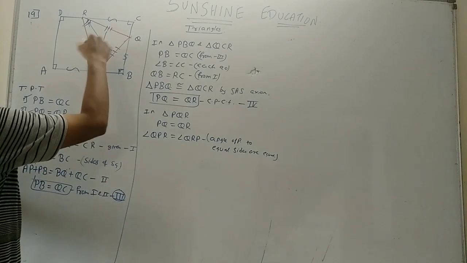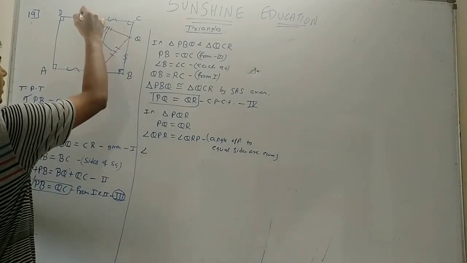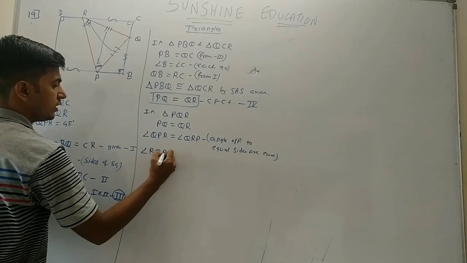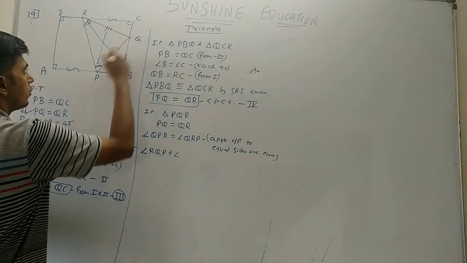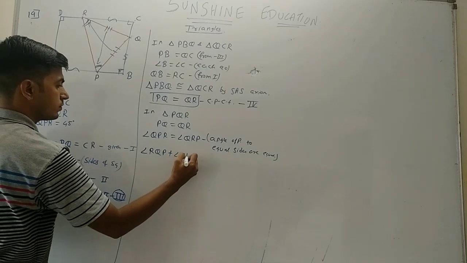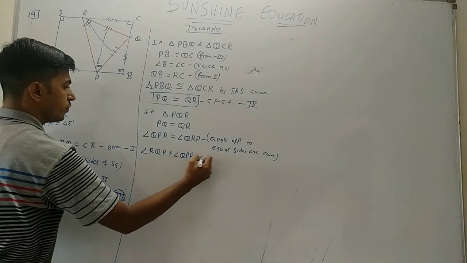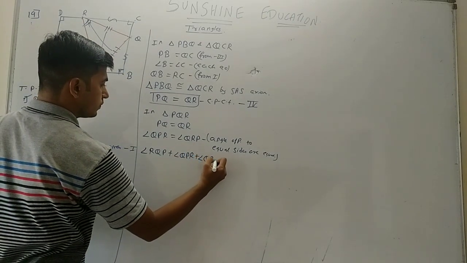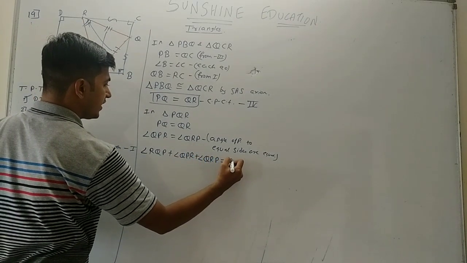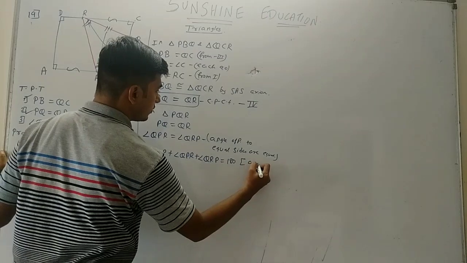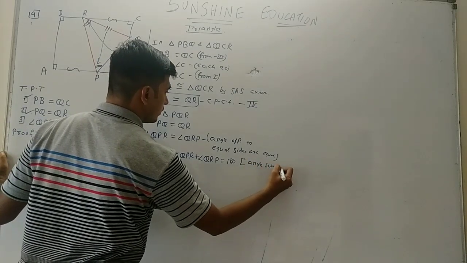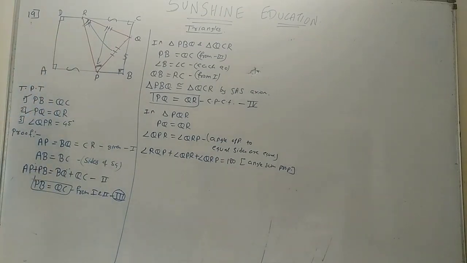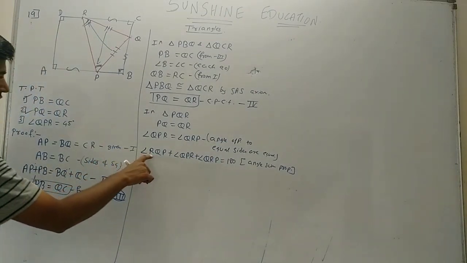So in this triangle, all the angles, that is angle RQP, angle QPR, plus angle QRP, is equal to 180, by the angle sum property. The sum of all the angles of a triangle is 180.